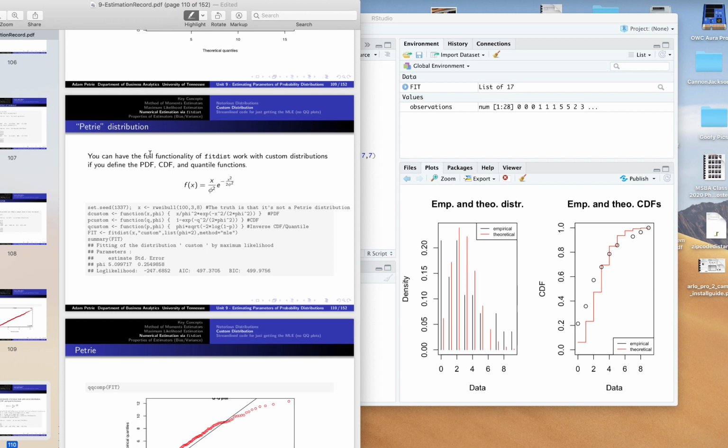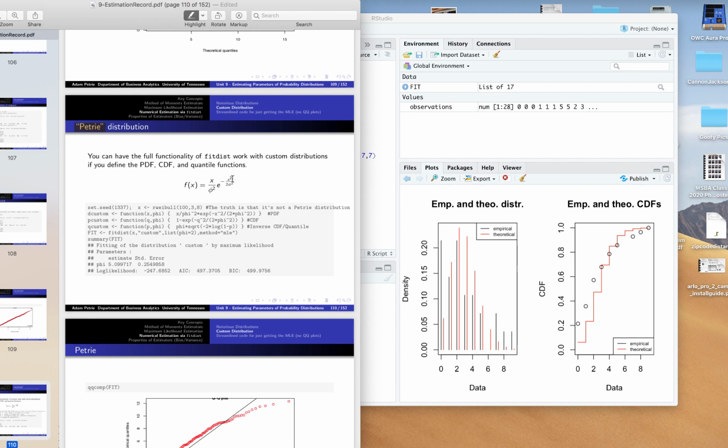So here I've named a distribution after myself, the Petri distribution. Rather egocentric here, but let's go with it. And the formula for the PDF of a Petri distribution is this right here. x over this Greek letter phi squared, e to the minus x squared over 2 times phi squared.